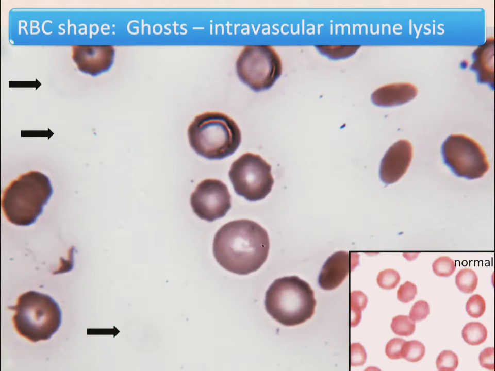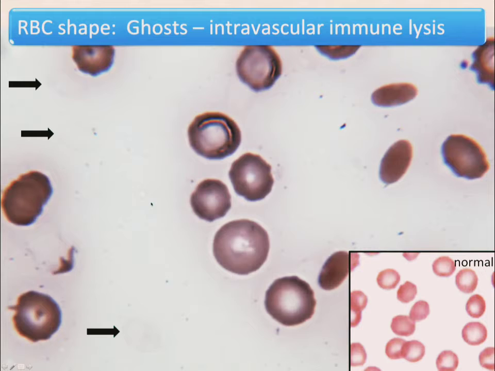In this image, what I'm showing you are some erythrocyte ghosts. These are membrane remnants of lysed cells. These are empty bags of membrane. They used to be red blood cells.